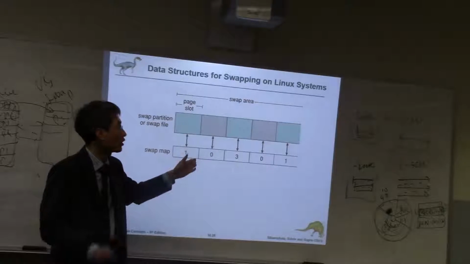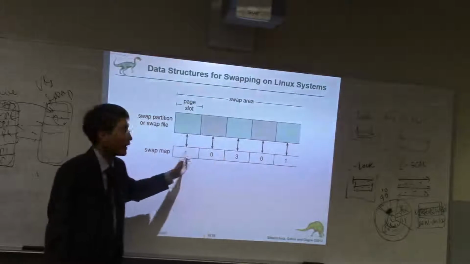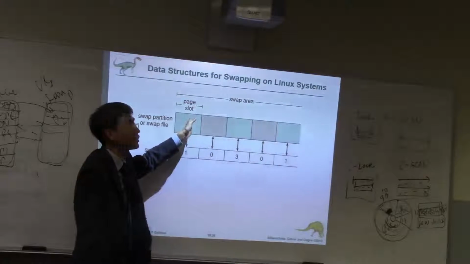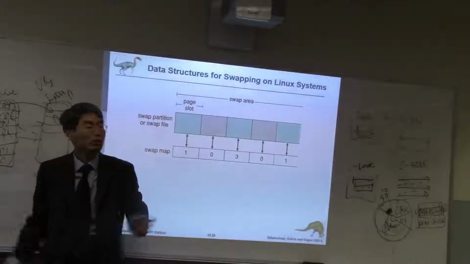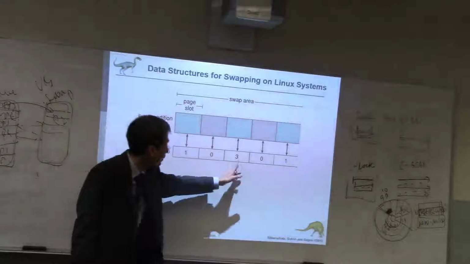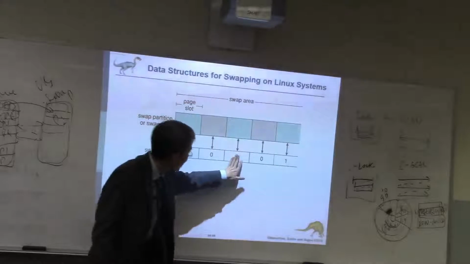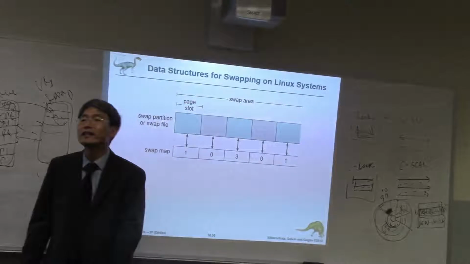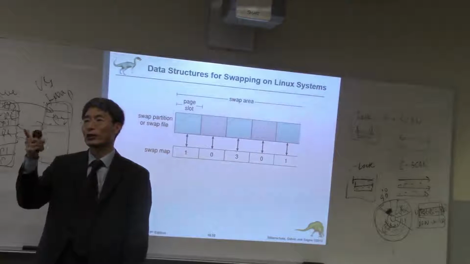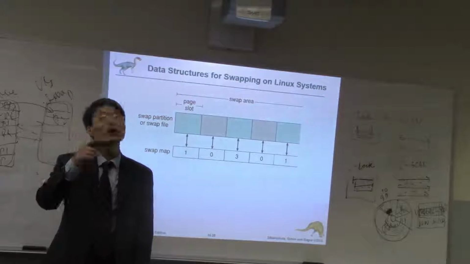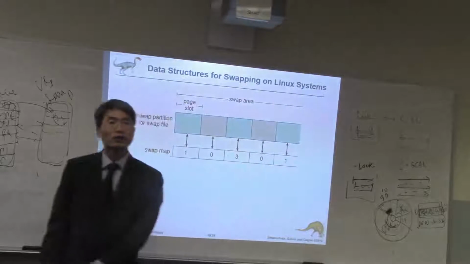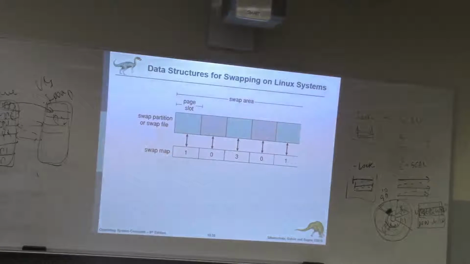The swap map has an integer array, and each number indicates how many processes are using this page in memory. So this page is accessed by one process. Sometimes it's multiple, which means 3 processes use this one. In case of what? Shared information, shared data, shared library, for example. So 3 means shared pages.